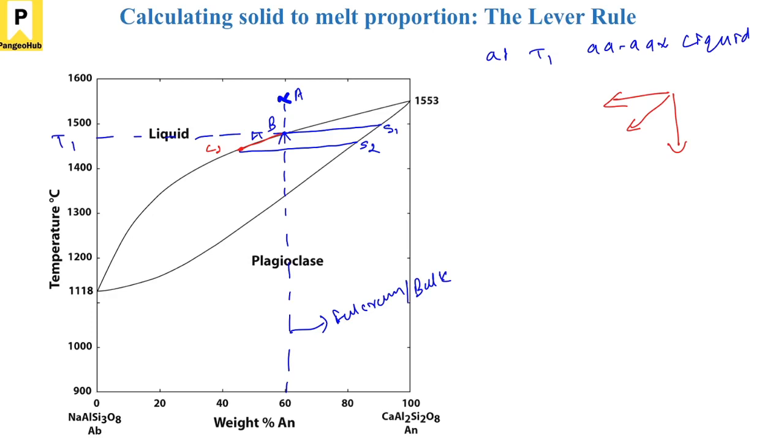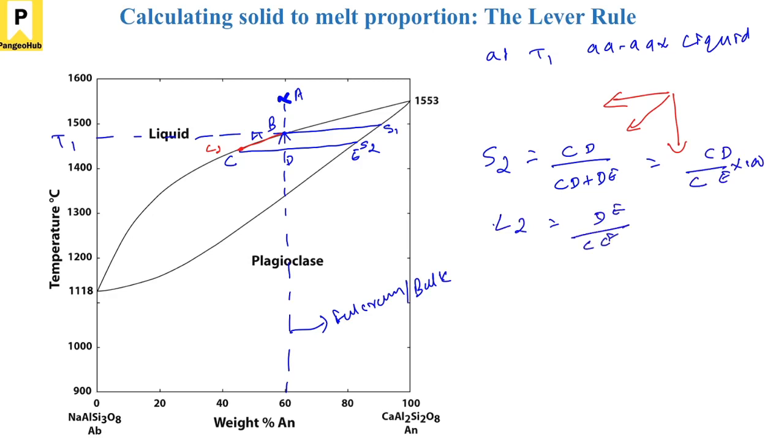So now let's just say this point is C, this point is D, and this point is E. If somebody asks you to calculate the proportion of solid and liquid, so solid is S2, the proportion of solid is basically what? The length opposite to it. So the amount of S2 is equal to CD by CD plus DE, or you can simply write CD by CE into 100. So this is the amount of S2, and the amount of L2 is just opposite, DE by CE into 100.